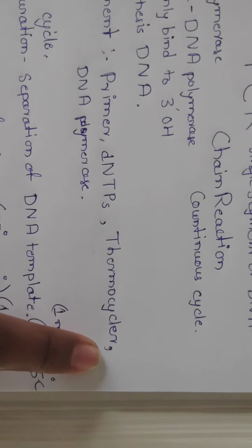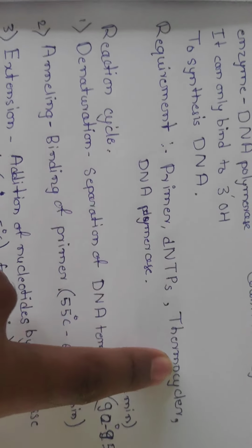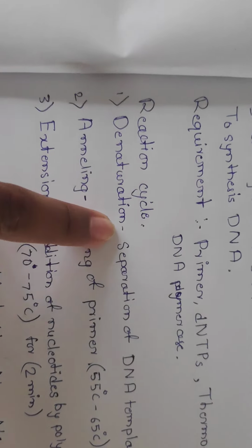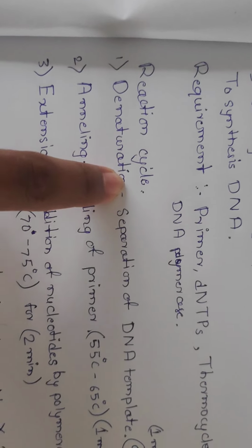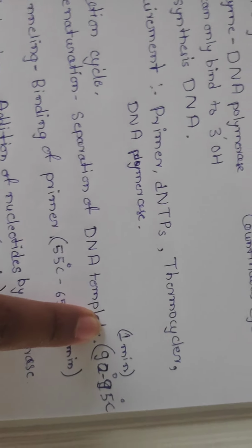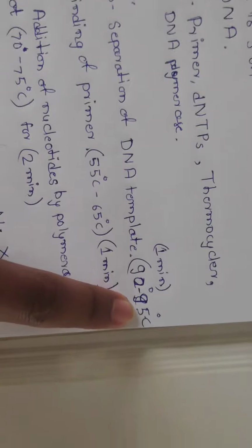In the reaction cycle in the thermocycler, the first step is denaturation. Denaturation is the separation of the DNA template at 90 to 95 degrees Celsius for 1 minute. This is DNA, the original target duplex DNA. In the first step, denaturation, the DNA strands separate at 90 to 95 degrees Celsius.